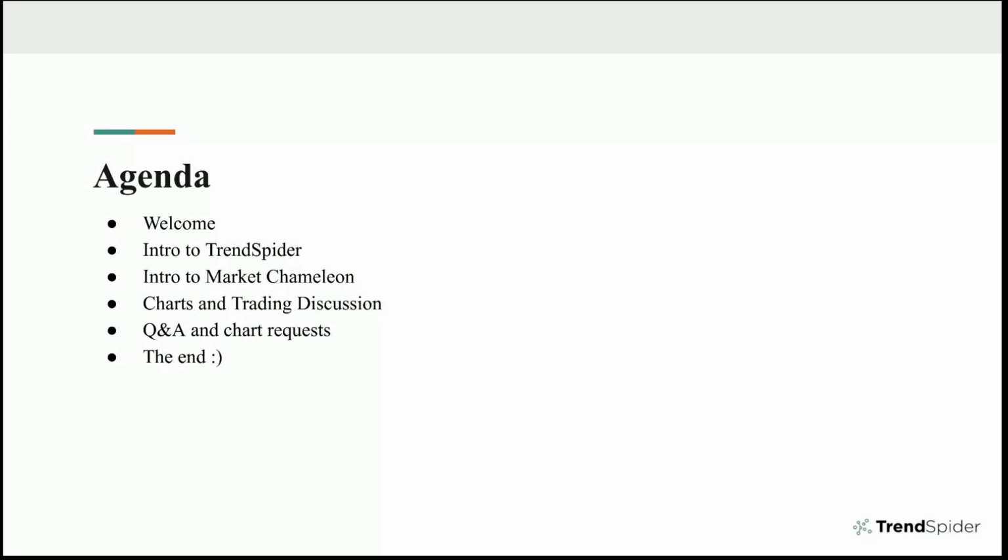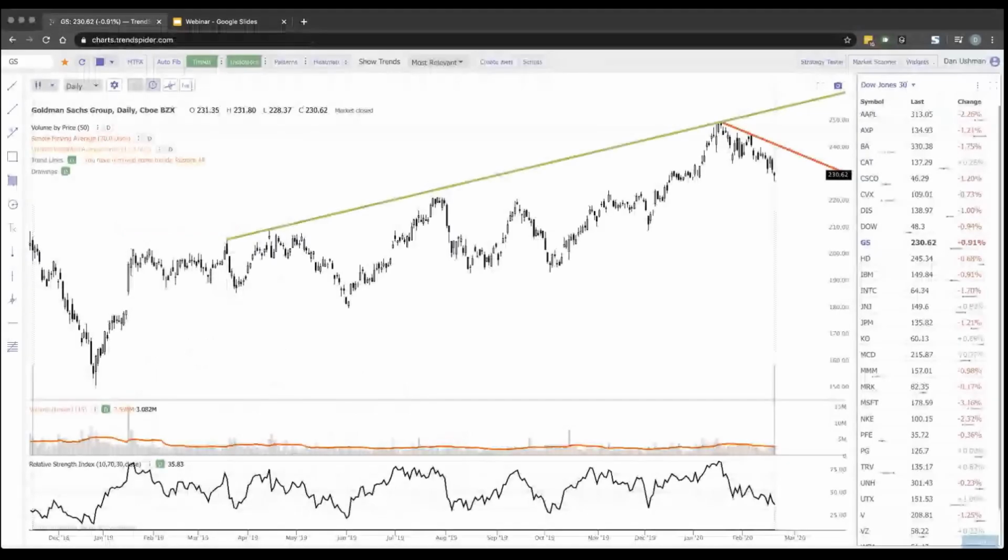Really quick, I'd like to take a moment, pop into TrendSpider. There's a couple of new features in the scanner in particular that a lot of people ask me about. So I want to take a moment to show you around it. And then we'll pop into Market Chameleon and show you about that. And we'll talk about some charts, some interesting setups that we found, including some options related stuff.